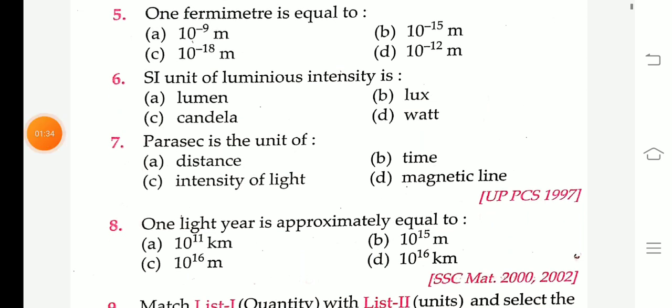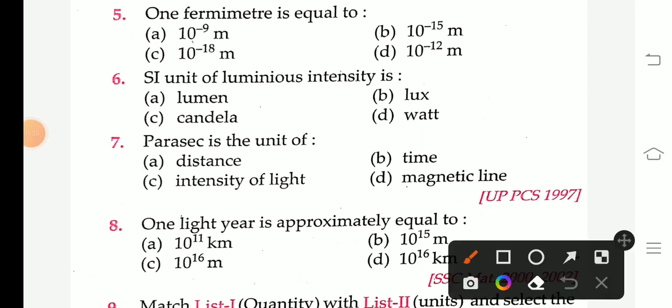Next. One Fermi meter is equal to... right answer option B, 10 to the power minus 15 meter. SI unit of luminous intensity: C, candela. Parsec is the unit of distance. One light year is approximately equal to 10 to the power 16 meter.